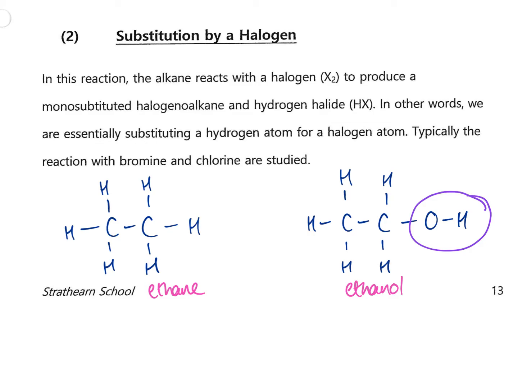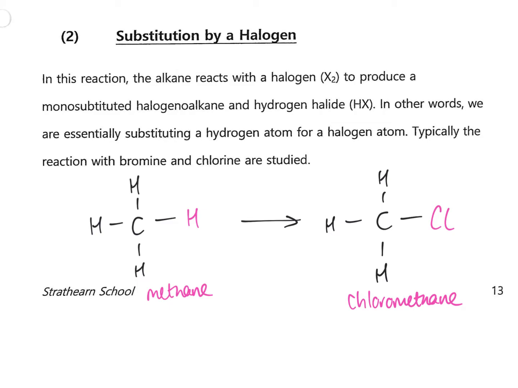So alkanes don't have a functional group, and a functional group is just a reactive group within a molecule where most of the reactions of that molecule occur. And alkanes' lack of functional group makes them very unreactive. But one reaction we can do is this reaction of a substitution by a halogen. And so essentially, in this reaction, we are replacing a hydrogen atom within the alkane with a halogen. So, for example, we could be converting methane into chloromethane by the reaction of methane with chlorine.